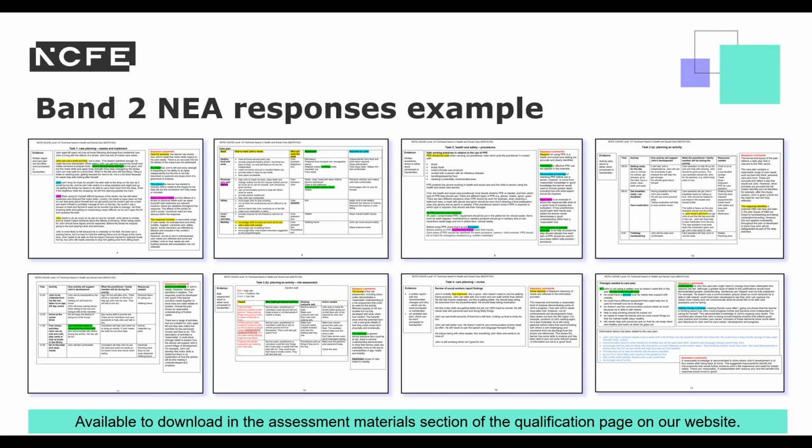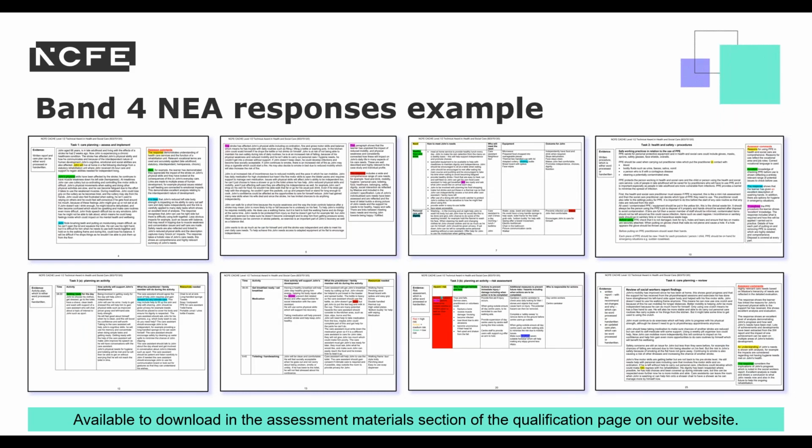NEA example responses are available to download in the assessment materials section of the qualification page on our website. They will not be differentiated by level for the new V Certs, as these are not determined until the marks are combined for the EA and the NEA and the overall marks are added together. This is a Band 2 NEA response example. And this is a top Band 4 NEA response example, and you can access the NEA response examples in the assessment materials section of each subject-specific qualification page.